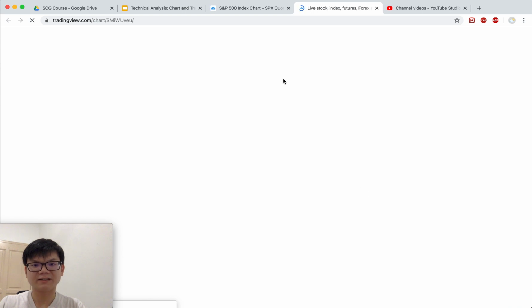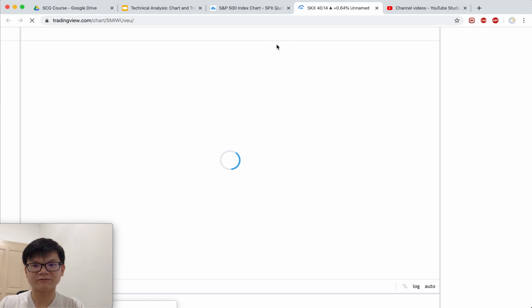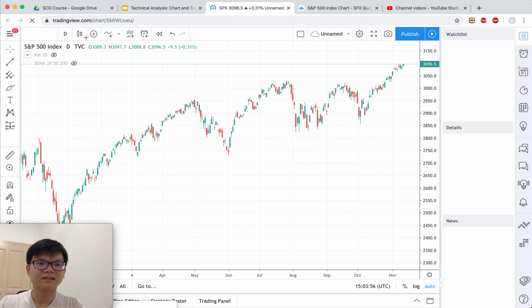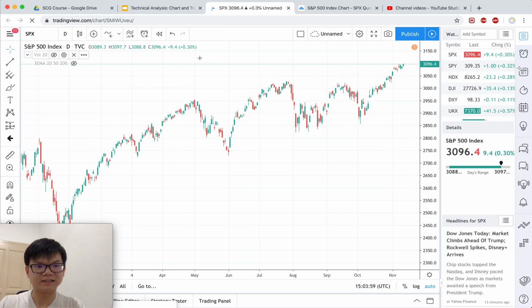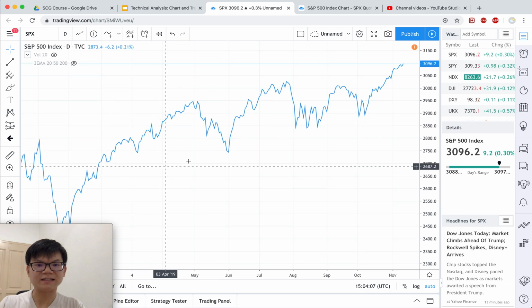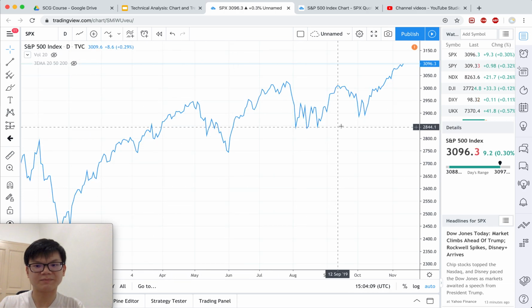For this website, you need to register a free account so that you can use its features. So this is the chart of SPX. Very simply, you press on this logo, and then you choose line. So this is the line chart of SPX.